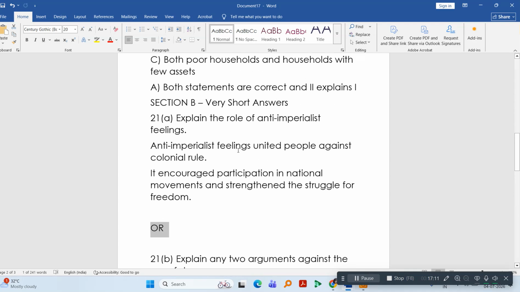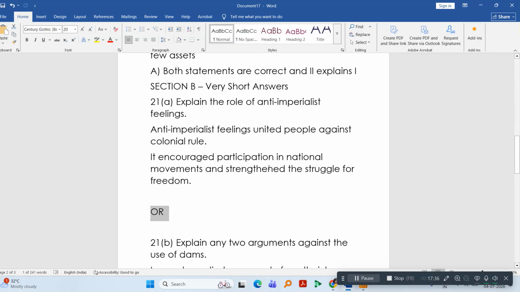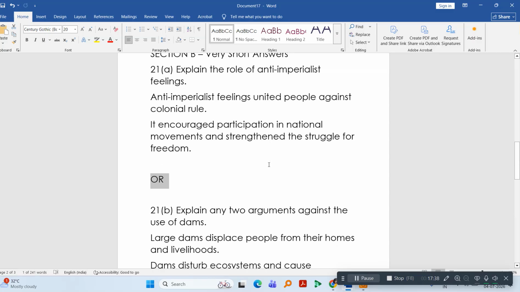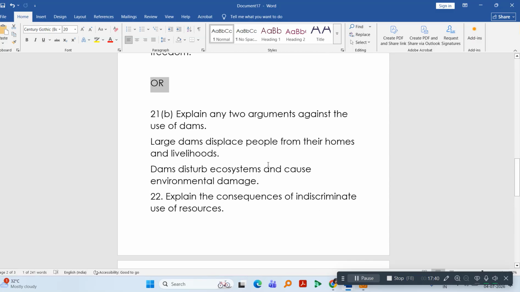So explain the role of anti-imperialist. The answer should be written like this: anti-imperialist feelings united people against colonial rule. It encouraged participation in national movements and strengthened the struggle for freedom. So what is the accurate answer? It encouraged participation in national movements and strengthened the struggle for freedom greatly. Okay, now next one.